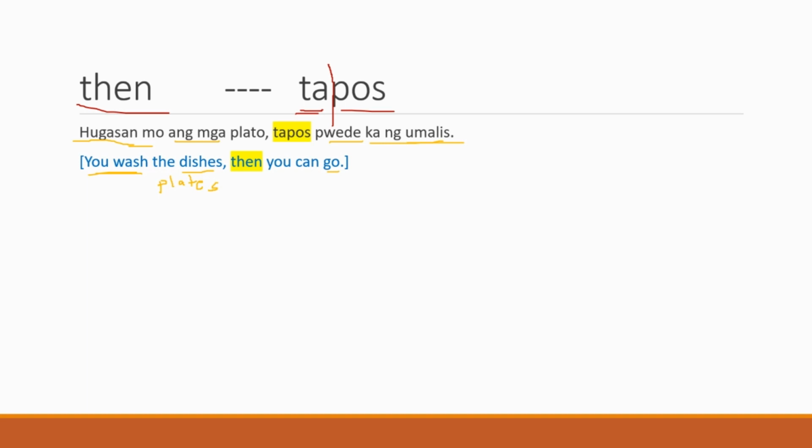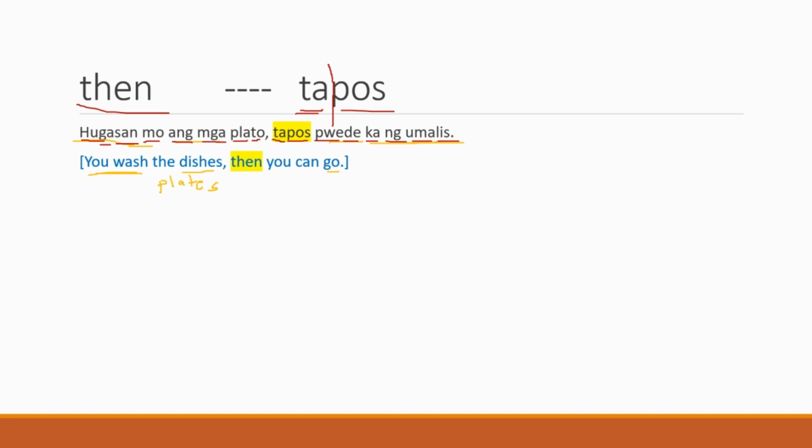Okay, again. Hugasan. Hugasan mo ang mga plato. Tapos, pwede ka nang umalis. Hugasan mo ang mga plato, tapos pwede ka nang umalis. It means you wash the dishes, then you can go.